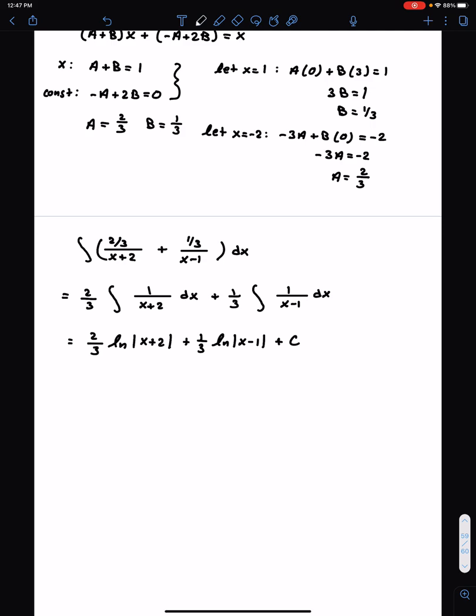You can leave your answer like this. You could bring these coefficients back up as exponents and condense the logarithm, which will give you natural log of x plus 2 quantity to the 2/3 times absolute value of x minus 1 to the 1/3. That whole quantity inside the natural log plus c.